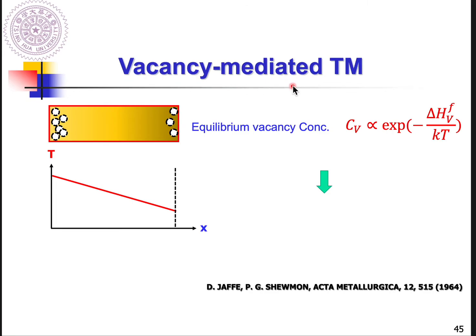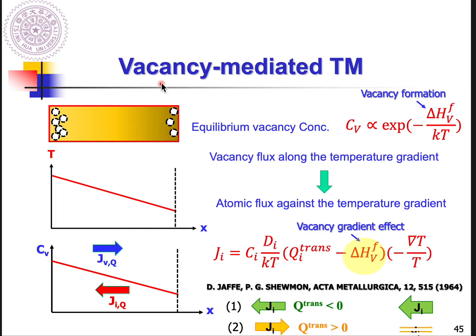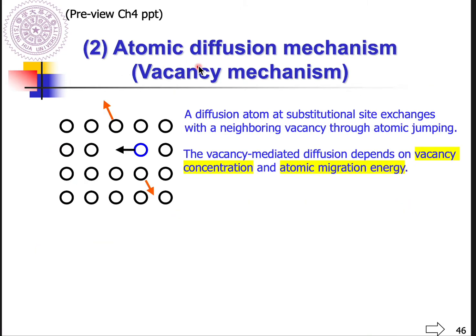So vacancy mediated here means the diffusion mechanism in these materials is vacancy dominant. Let me give you an example. I grabbed a slice from chapter 4, and in this case, this is one kind of atomic diffusion mechanism we call a vacancy mechanism, or vacancy mediated mechanism.